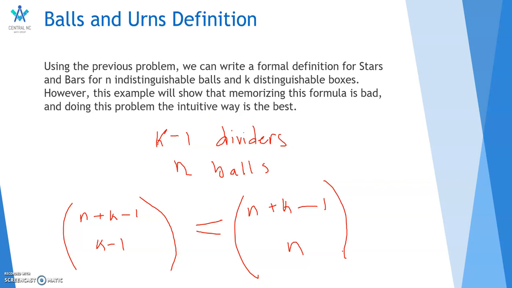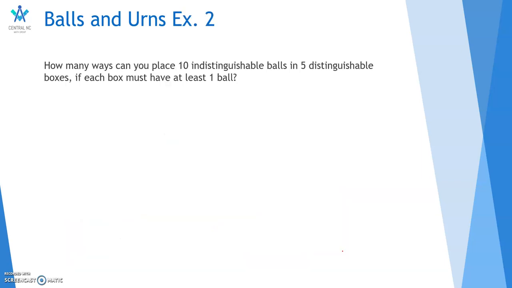But that's basically this for no restrictions, and you can see the no restrictions method is really easy. But obviously it's math, there's going to be some restrictions. Let's do a problem with restrictions. How many ways can you place 10 indistinguishable balls in 5 distinguishable boxes if each box must have at least 1 ball? Now we're wondering, how can we account for this case?